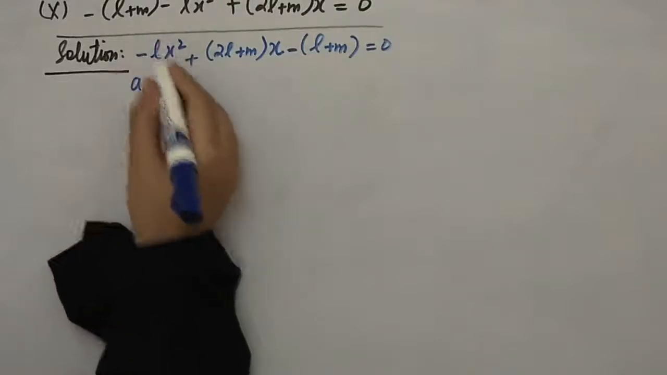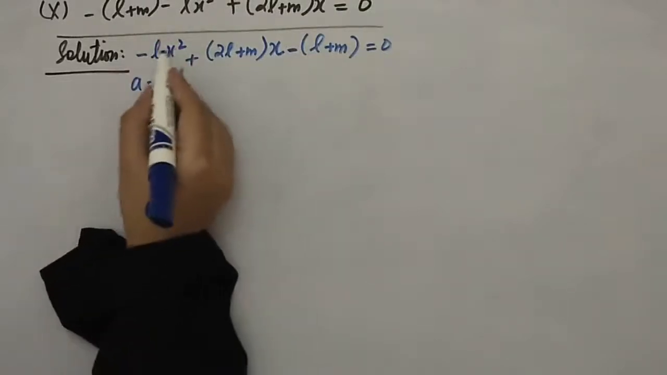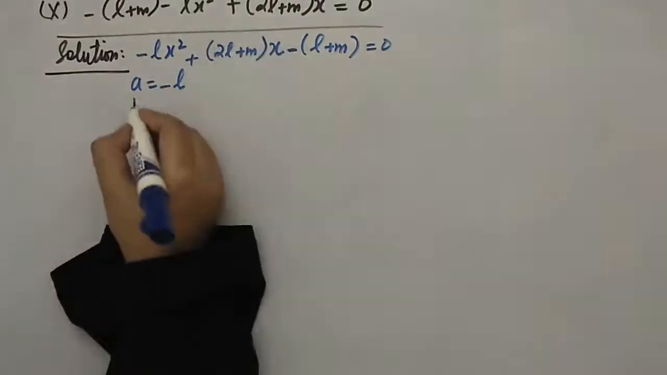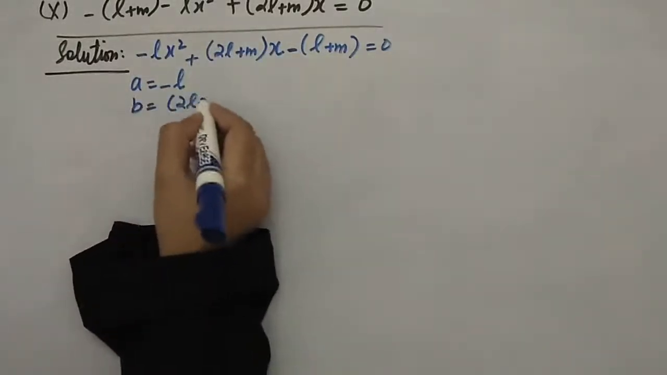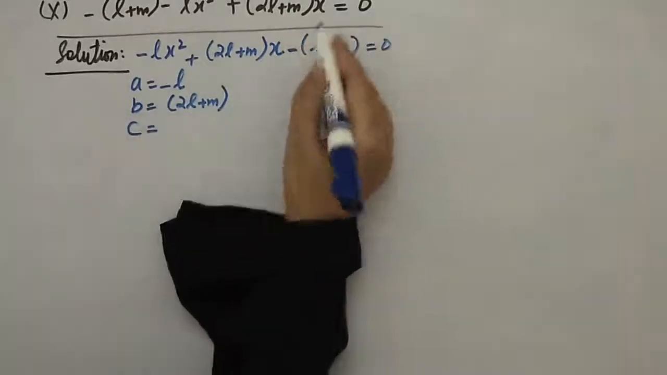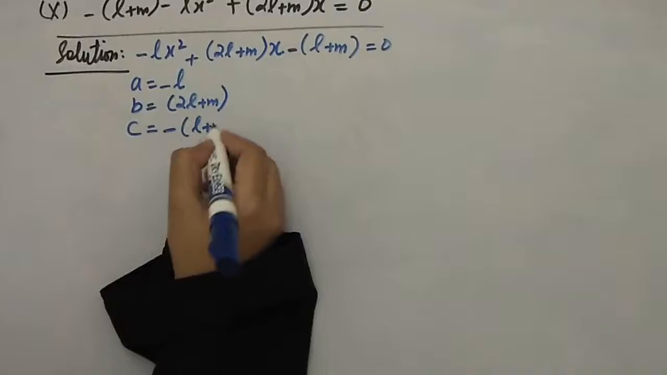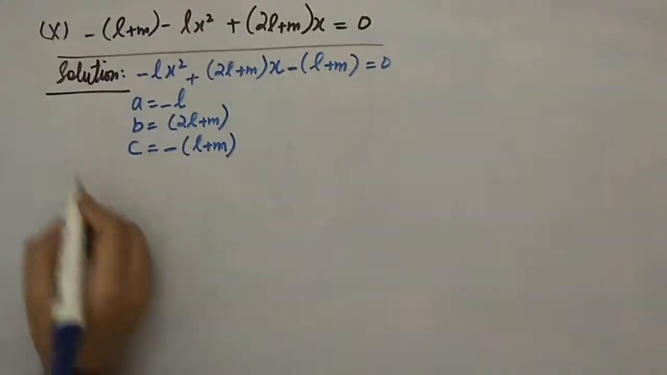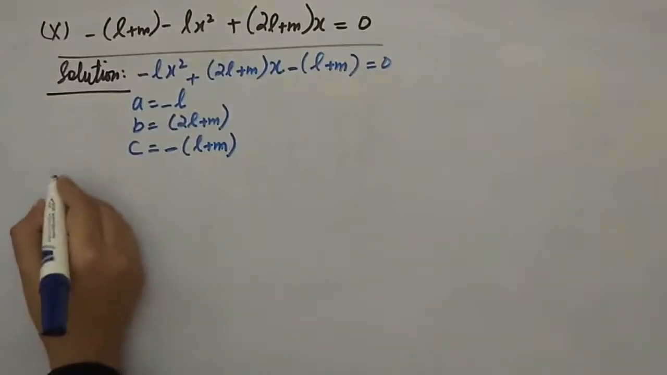Clear? Now what is a? A is minus l. a क्या होता है? जो x स्क्वायर के साथ होगा. What is b? b is this whole 2l plus m. What is c? c is this whole with the minus sign, so minus l plus m. Clear? So here we have to put it in the formula.